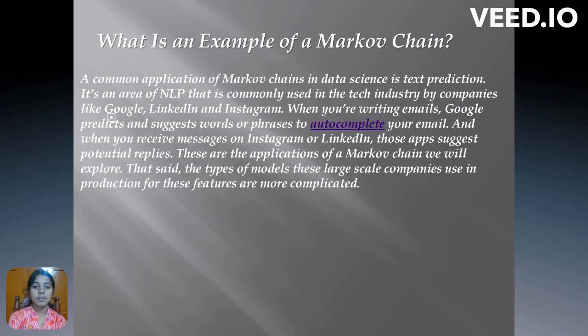Next, what is an example of a Markov chain? The common application of Markov chain in data science is text prediction. It is an area of NLP that is commonly used in the tech industry by companies like Google, LinkedIn, and Instagram. When you are writing emails, Google predicts and suggests words or phrases to autocomplete your email. And when you receive messages on Instagram or LinkedIn, those apps suggest potential replies. These are the applications of a Markov chain we will explore. That said, the types of models these large scale companies use in production for these features are more complicated.